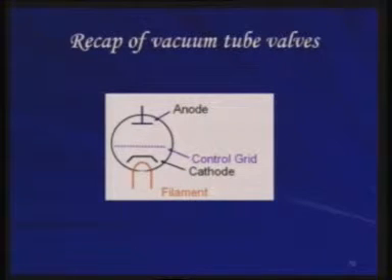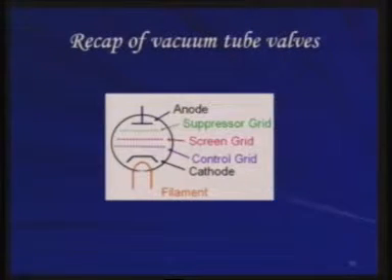But then we got a problem of stray capacitance, so we added a screen grid. But then, because the screen grid was at a positive potential, we got a problem of secondary electrons being eaten up by the screen grid, giving rise to a negative resistance kind of device. So we added a suppressor grid and formed a pentode. We'll stop at this point as far as the vacuum devices are concerned.